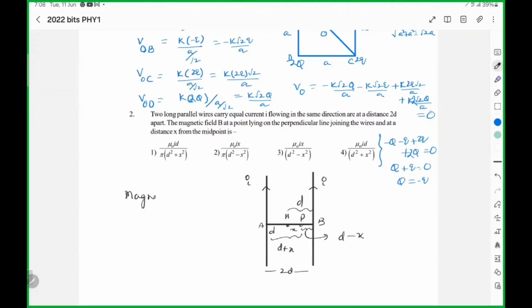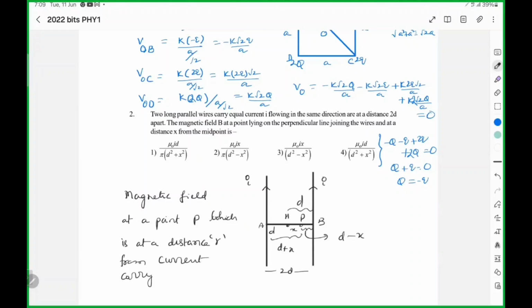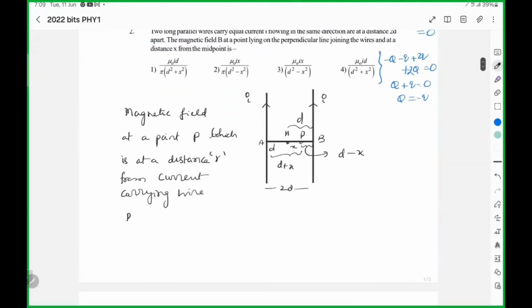Magnetic field at a point P, which is at a distance r from a current carrying wire, is B equal to mu naught I by 2 pi r.